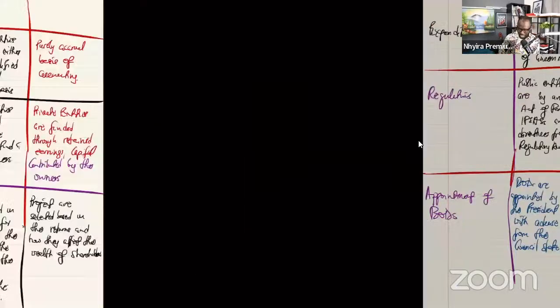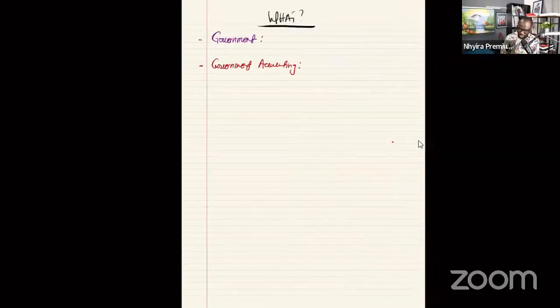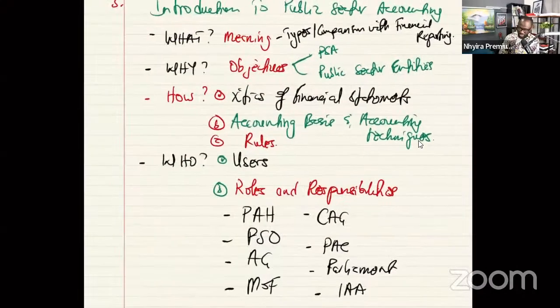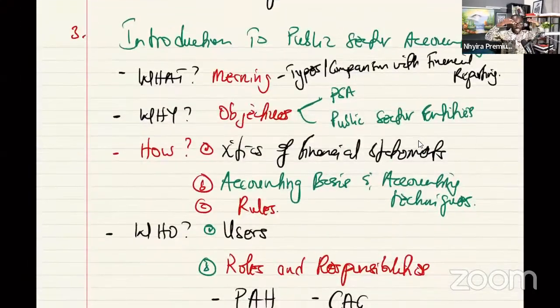Okay, so that is also the differences between the entities at the end of the day. So that is what public sector accounting is about. We said government is the collection of public institutions established and authorized to run the affairs of the country. That is what we mean by government. Then we said government accounting is the process of recording, classifying, summarizing, preparation, and interpretation of the financial statements.